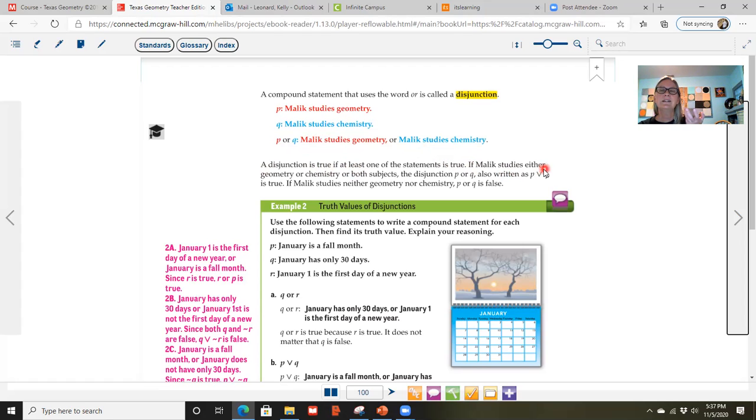So if he studies either geometry or chemistry, the disjunction is going to be true, even if he studies both, okay? Disjunction P or Q is also written like this, okay?